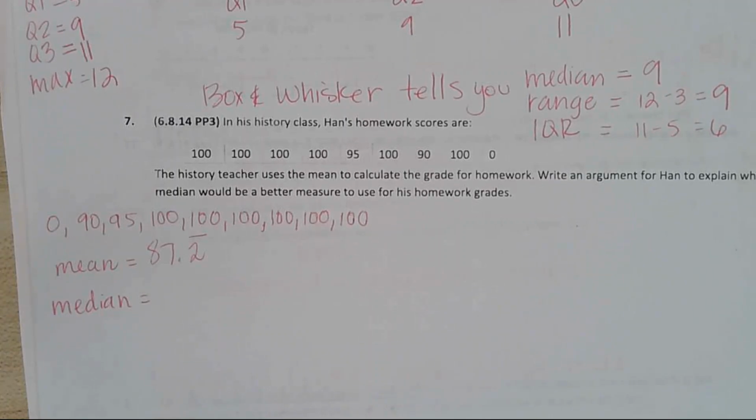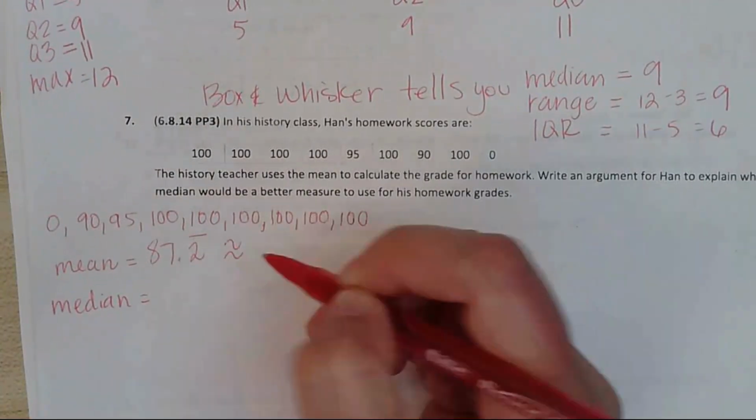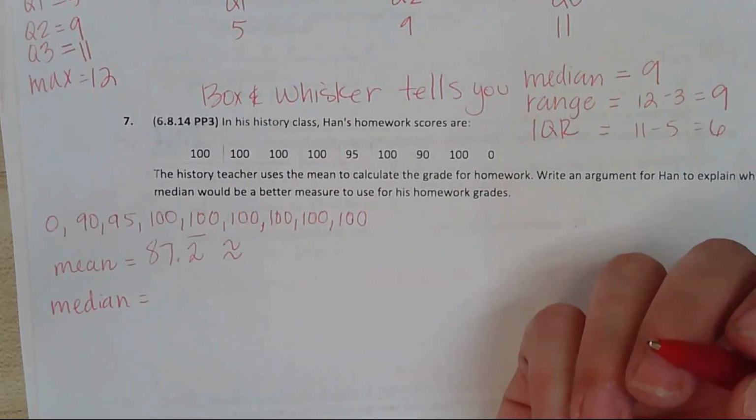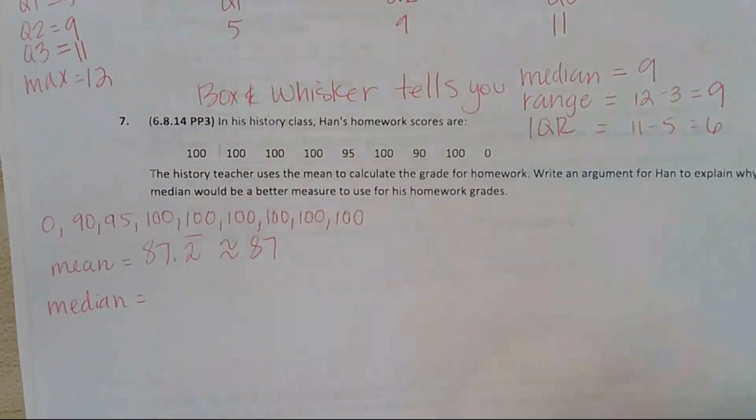Okay, so let's round 87.2. Remember, 5 or more, raise the score. 4 or less, let it rest. So what does it round to? 87. What was the median? 100. Okay.